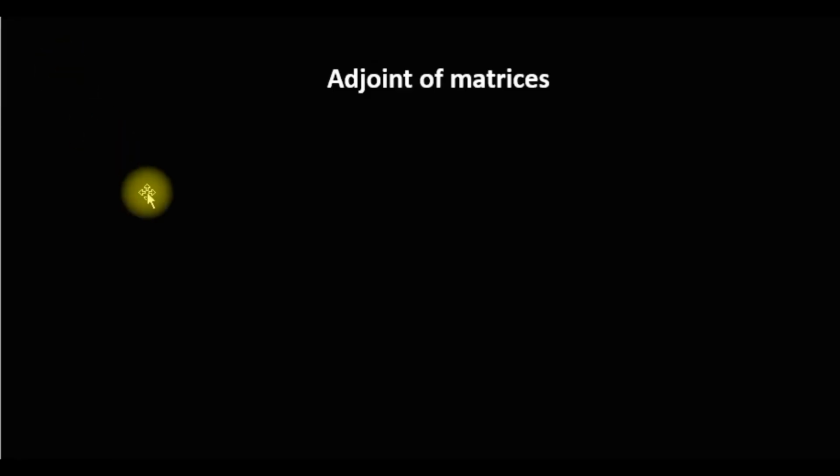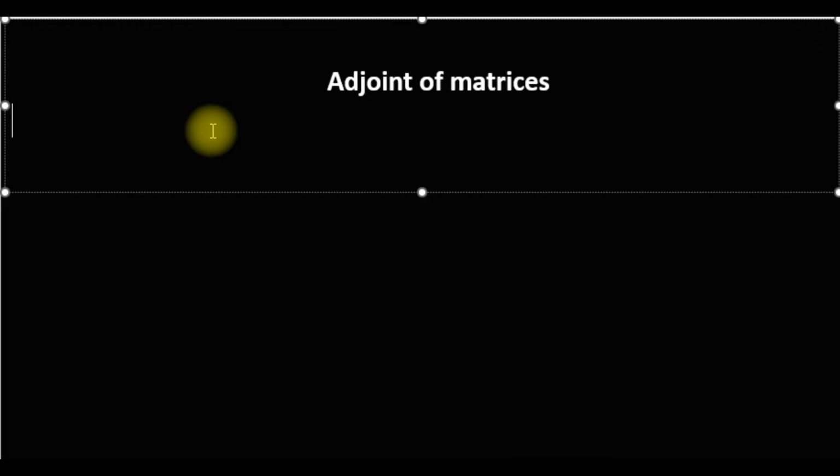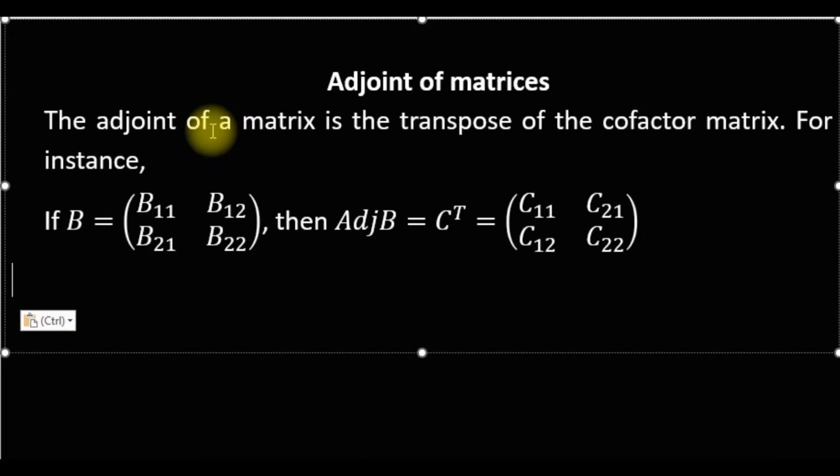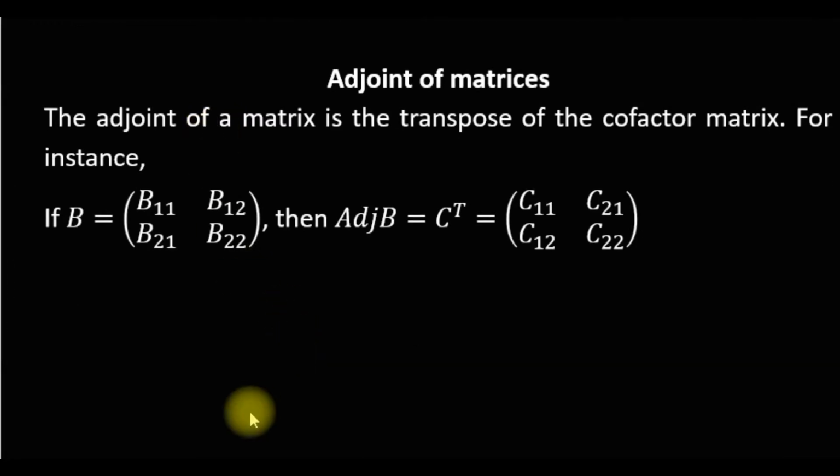So we're on adjoint of matrices. Adjoint of matrices has something to do with cofactor. It's defined as the adjoint of a matrix is the transpose of the cofactor matrix. Yes. So meaning that for you to find adjoint, you need to find cofactor and transpose it.